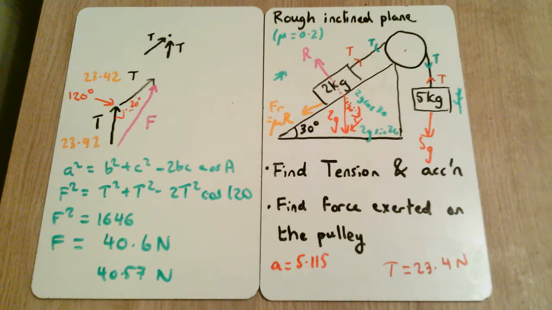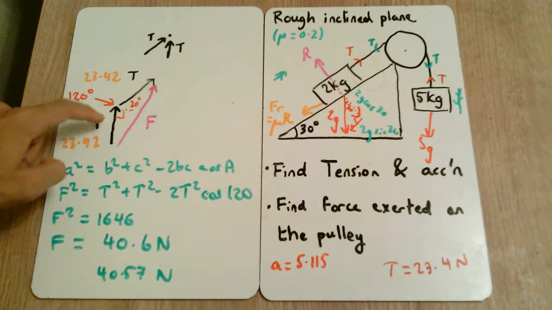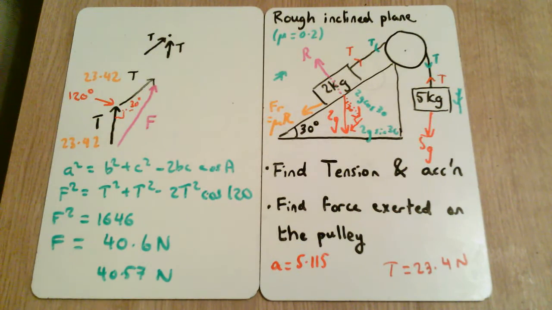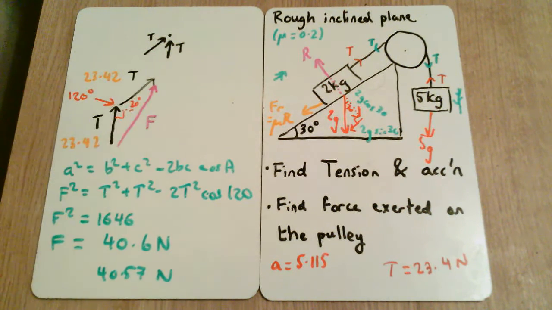So what we've done there, the real key thing there is to take these two tensions, put them onto your diagram head to tail, i.e. one force followed by the other force. The resultant of that force is the last length of the triangle, and using the tension values from the previous part and the missing angle, we can use the cosine rule to work out the missing force.